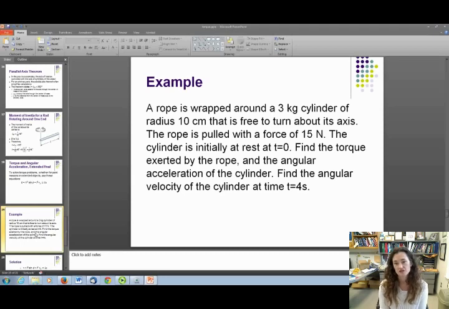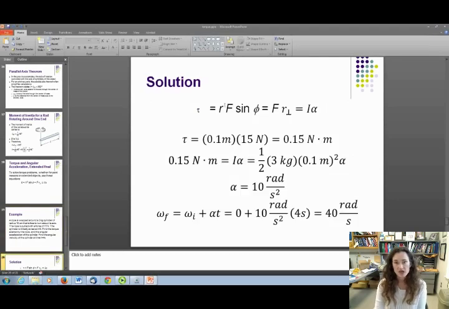And then find the angular velocity of the cylinder at a time t equal to 4 seconds. Okay, so this might seem like a lot, but what we're going to do here is use rF sine phi equal to I alpha. We're going to solve for alpha, and then use our rotational kinematics equations to find that angular velocity at a later time. So that's our strategy.